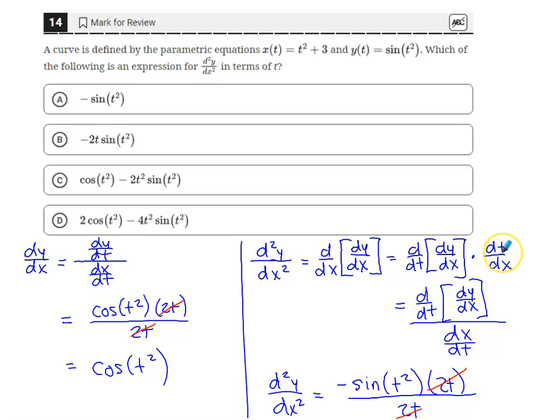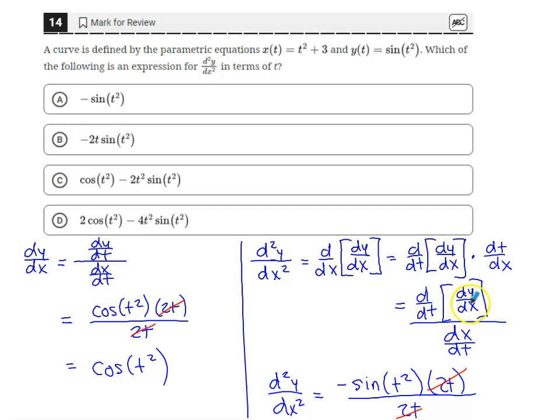Now, that's not that easy to determine, so what's a lot more convenient when you're finding second derivatives implicitly is Leibniz notation. Essentially it follows the laws of algebra. Rather than multiplying by dt dx, we can divide by dx dt.